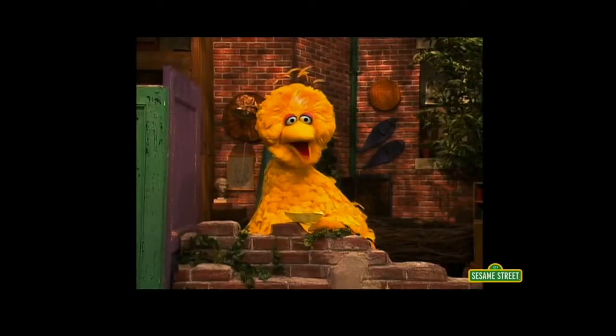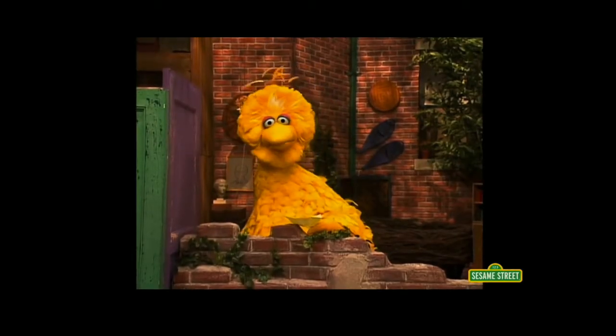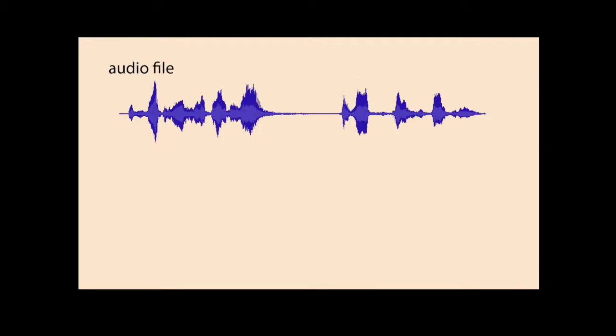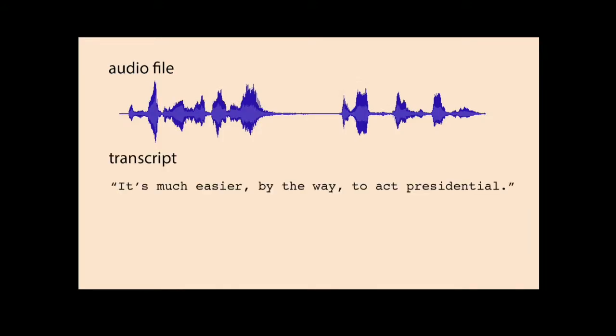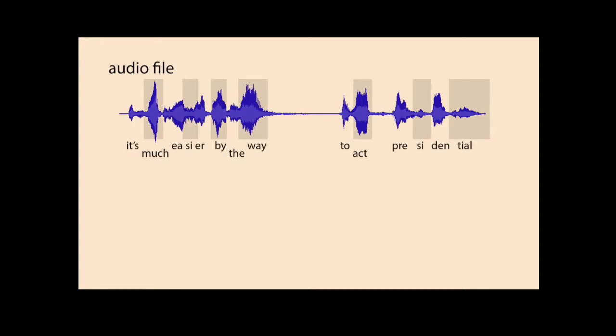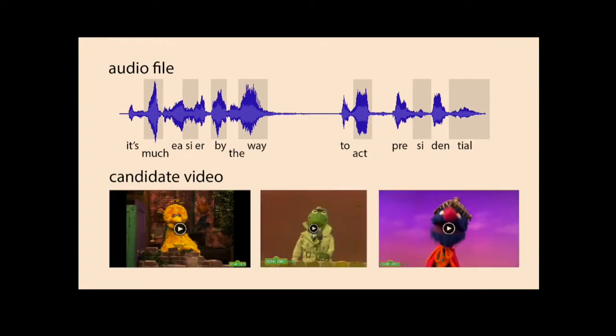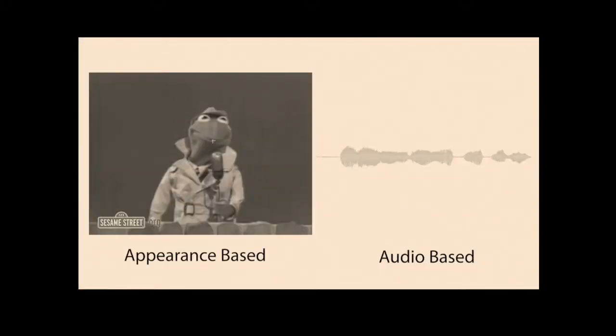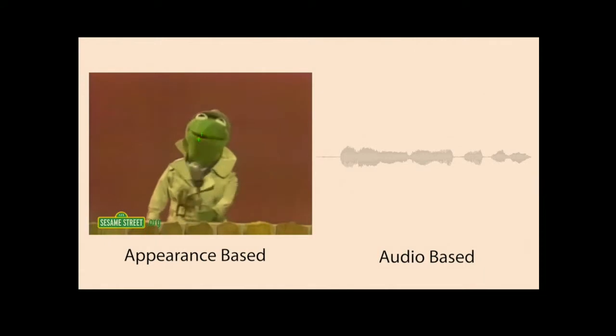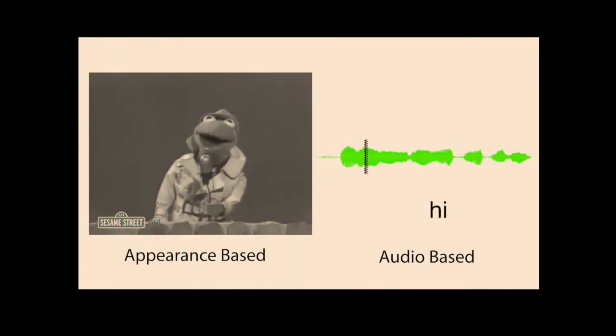In this work, we present a much faster tool for dubbing puppets. Users start by providing a speech file and a corresponding transcript. "It's much easier, by the way, to act presidential." Our tool breaks the speech into syllables. Users then select a puppet video that has been pre-segmented into visual syllables. Our tool provides two methods for this pre-segmentation: an appearance-based method that considers the positions of the puppet's lips, and an audio-based method that relies on the original puppet audio to serve as a proxy for the visual syllables.